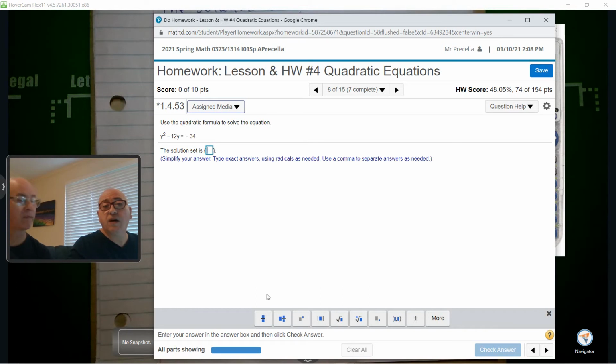We don't need a fraction bar, do we? So just 6 plus or minus the square root. Remember, we're using the square root. What about that symbol there? That's for the cube root or fourth root or something. We want a square root of 2.